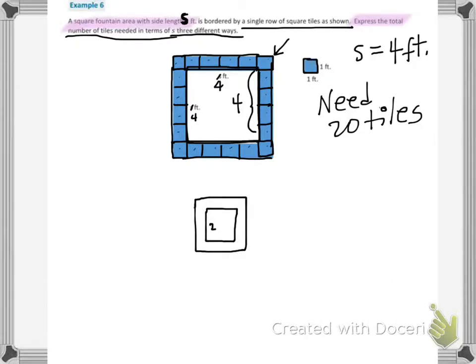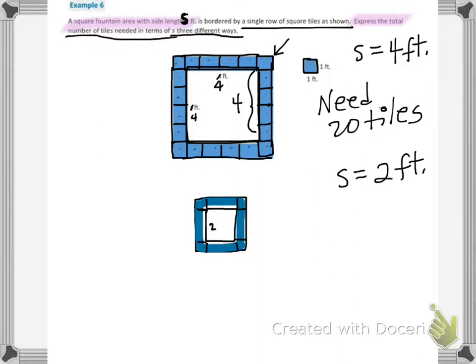Okay, let's do another scenario here. How about if S equaled 2 feet? S equals 2 feet, and that's what I've drawn down here. Probably, of course, not to scale compared to the other, but now I know that the inside walls are 2 feet long. Here are my tiles on the outside, and again, I can see that I have this one little corner piece, another corner piece, another corner piece, and another corner.